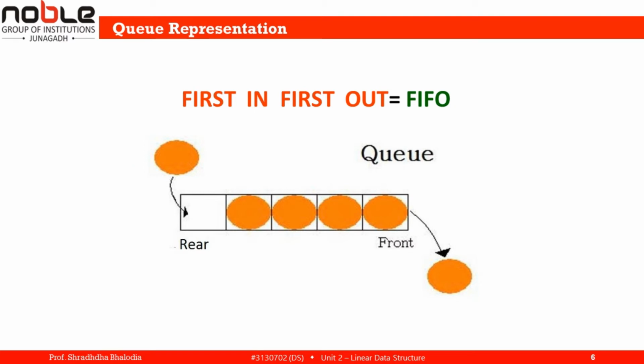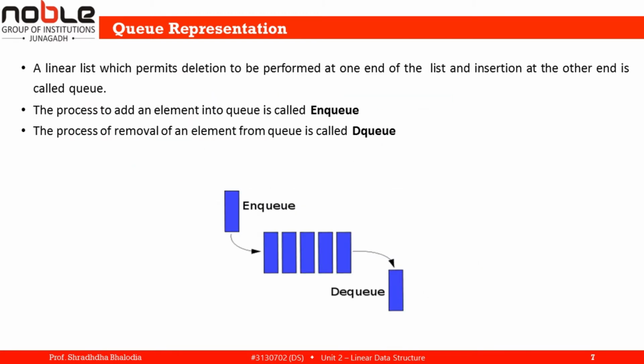in which they leave. It is a homogeneous collection of elements in which new elements are added at one end called rear, and the existing elements are deleted from the other end called front. Thus, two basic operations that are possible in a queue are NQ and DQ. Insert or add an element to the queue is called NQ. Delete an element from a queue is called DQ.